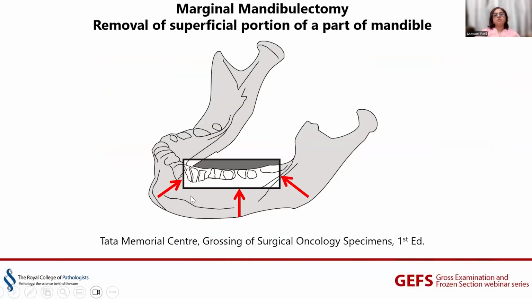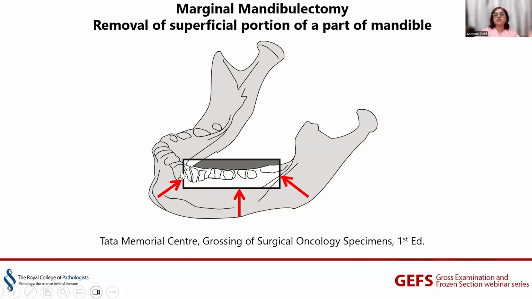Now let's look at the types of mandibulectomy. This is marginal mandibulectomy. What is marginal mandibulectomy? When the tumor is abutting the mandible, but we know that it is probably not involving it, and the surgeon wants to preserve the mandible. So in that case, only that portion of mandible, as you see here in this box, is removed and the rest of the mandible is kept intact so that it will not lead to too much morbidity for the patient, and the patient may not need further reconstruction surgery. So this is marginal mandibulectomy.